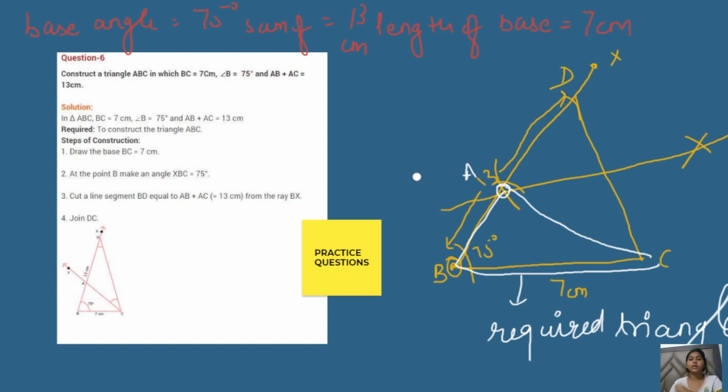This is very easy. The base angle is already given, just draw the ray, then put an arc equal to the sum of the sides, 13 centimeters, join both the sides, and make a perpendicular bisector. The point at which this perpendicular bisector intersects the first side will be considered as A, and this will be joined to C, and this will be the required triangle, right?